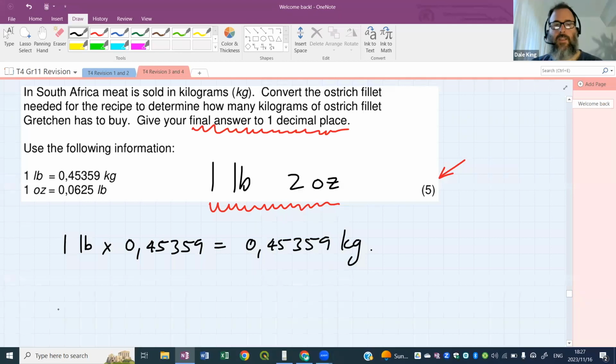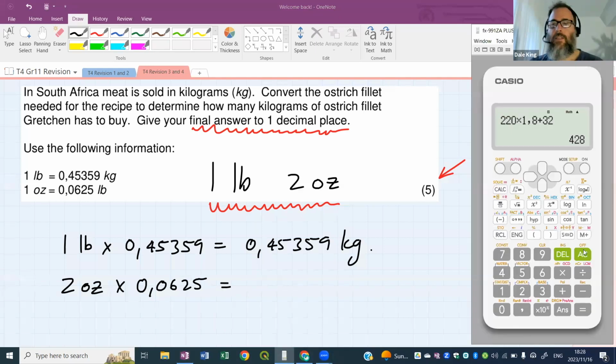Yes, sir. Now we need to change the ounces, but the only conversion they give us is from ounces. And then I think we do the same thing. Let's do the same thing with the ounces, but we're going to use the conversion they gave us. So 2 ounces times 0.0625.